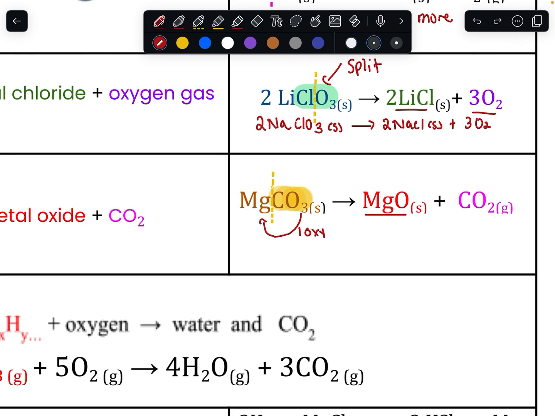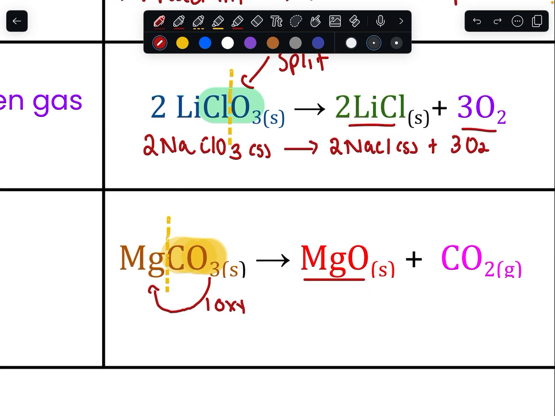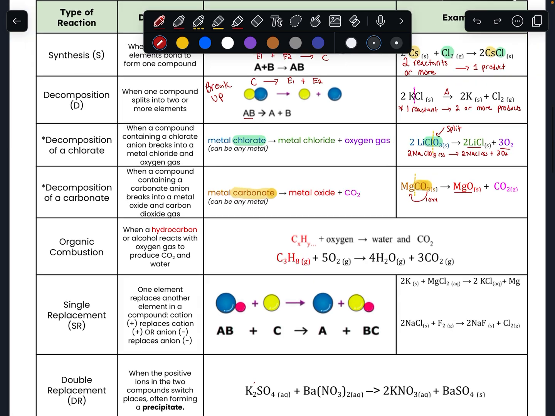Just be really careful. Some students misidentify this as a decomp of a chlorate because they don't see the L there next to the C. A chlorate contains a chlorine and an oxygen. A carbonate only contains carbon and oxygen.